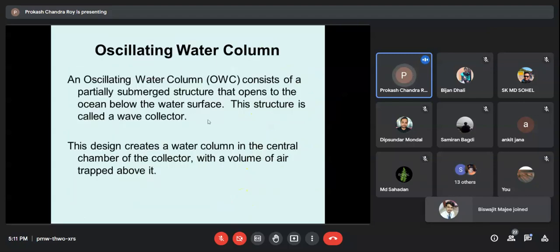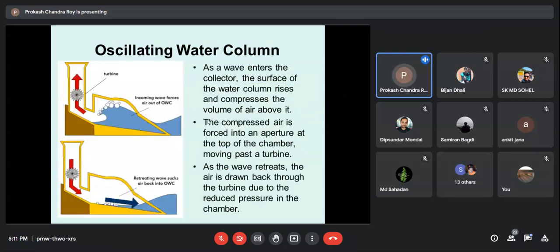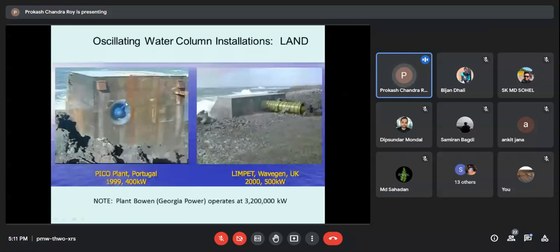Already I have covered the oscillating column. So that is basically the oscillating column. This is a typical turbine, which can rotate with the up and down motion of the water within a confined space. So that is basically the turbine. And this is the actual schematic of the oscillating column.